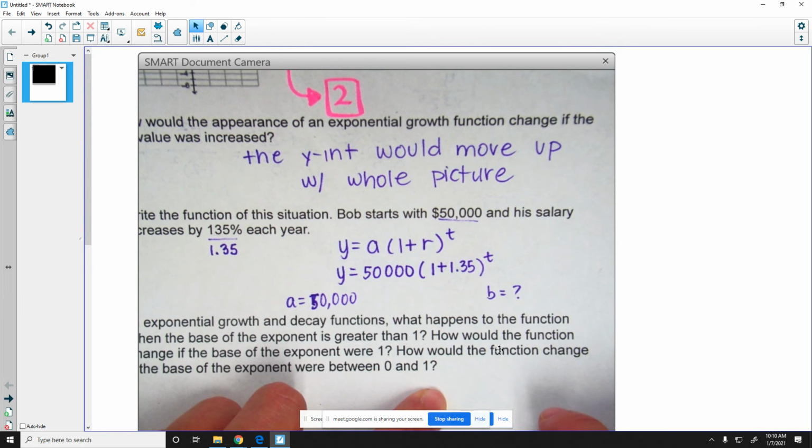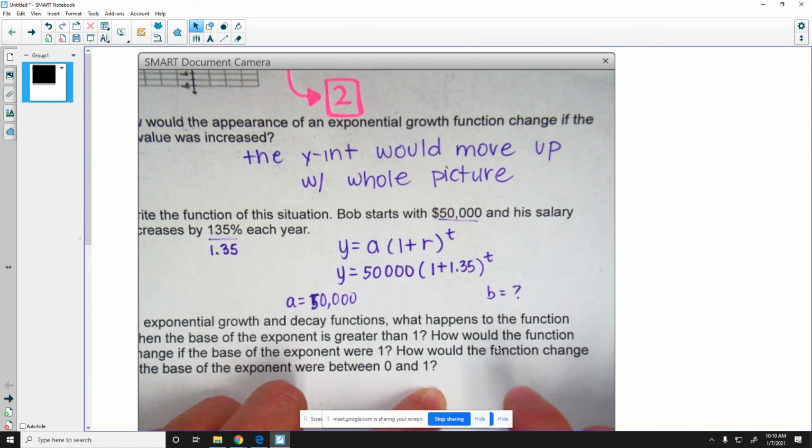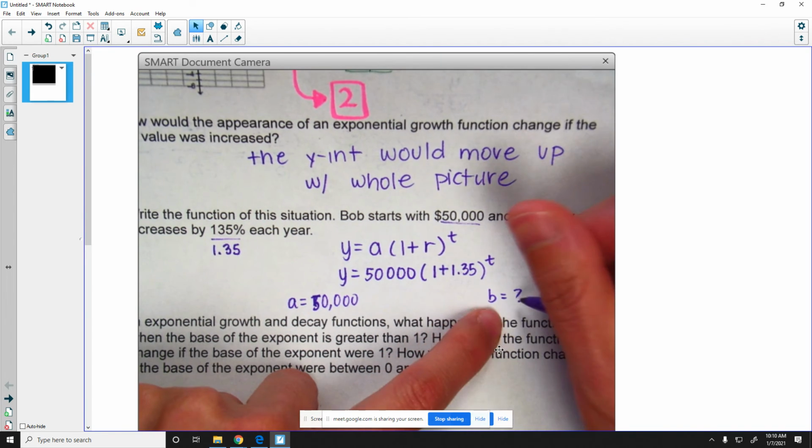Does anyone think they remember? This is a long, long time ago now. What number do you think would be the B? Reed, is your hand raised? Yeah. What is it? Is it 1.35 or is it 2.35? I don't know. You tell me. I think it's 1.35. Does anyone agree or disagree or have something? So it's actually 2.35.